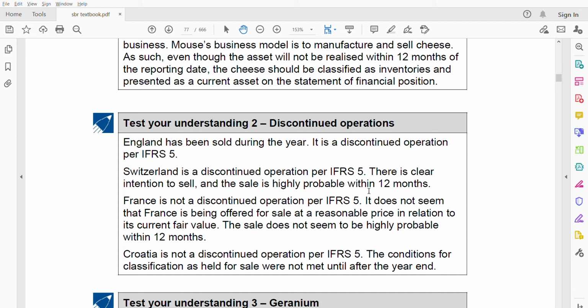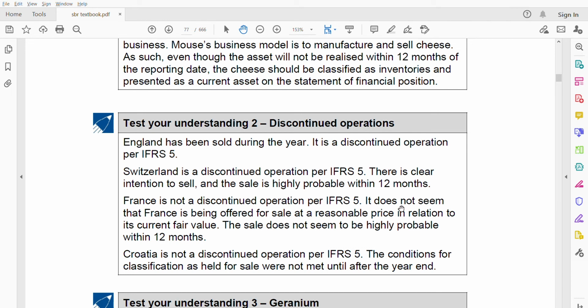The board has also decided to sell a subsidiary called France. Agents have been appointed to find a suitable buyer, but none have yet emerged. The agents advise that potential buyers are deterred by the expected price that France hopes to achieve. Looks like it's not a discontinued operation. Let's see the answer. France is not a discontinued operation per IFRS 5.